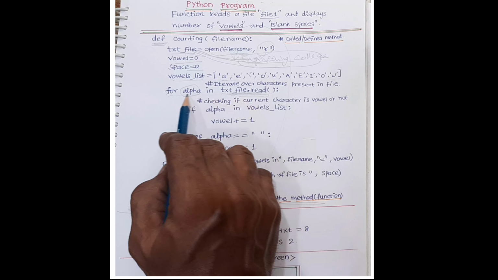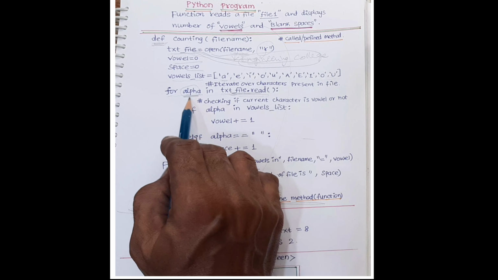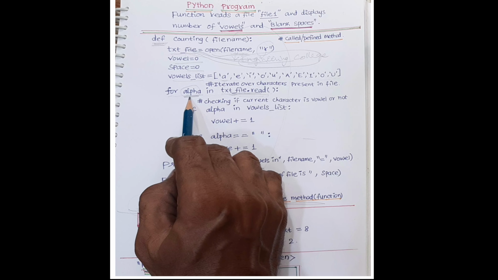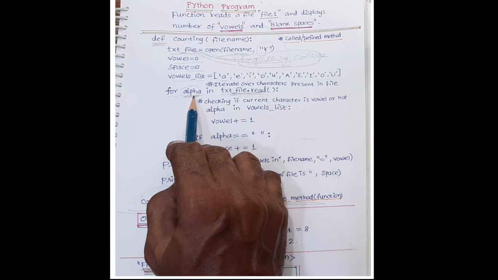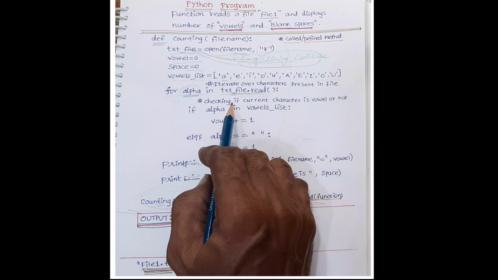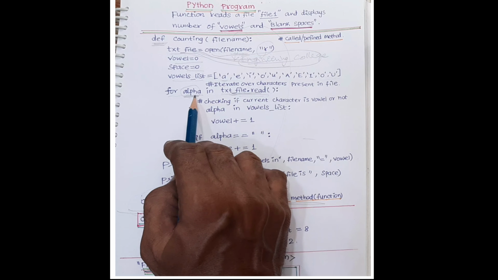How are we reading? I assigned it to the variable alpha. It will act as i. Just as in a for loop i is 0, i is 1, like that it will be iterated, here alpha will act as i. So alpha of 0. While we are reading alpha of 0, we check.